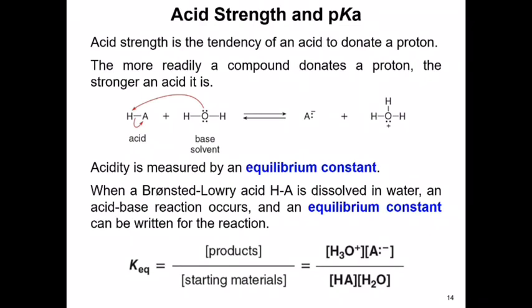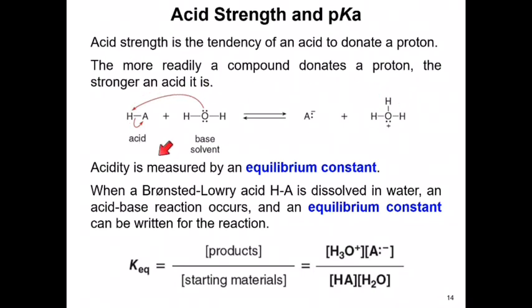Acidity can also be measured by what they call an equilibrium constant. So when a Bronsted-Lowry acid is dissolved in water, an acid-base reaction occurs, and an equilibrium constant can be written for that specific chemical reaction. So for example, we have this general acid-base reaction here, where you have the acid reacting with a base, and you get a conjugate base and a conjugate acid.